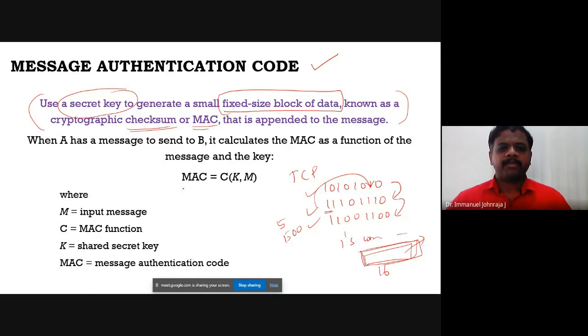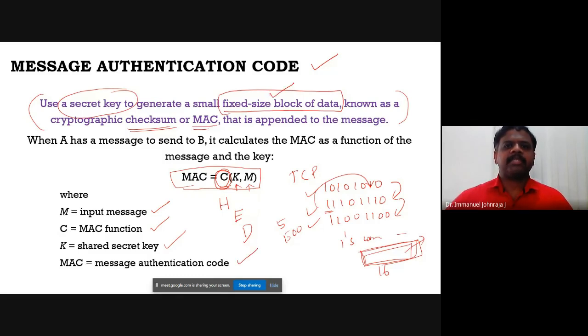The message authentication code is calculated by the function called C, whereas in the case of hash, we used the function called H. Just to differentiate, if it is encryption, we go for encryption; if it is decryption, we go for decryption. If it is a message authentication code or checksum, we go for the function C, which takes two parameters, K and M, where M is the input message and C is the function for calculation. K is the secret key which is exchanged, and this is your output, the message authentication code, which is a fixed-size block of data.